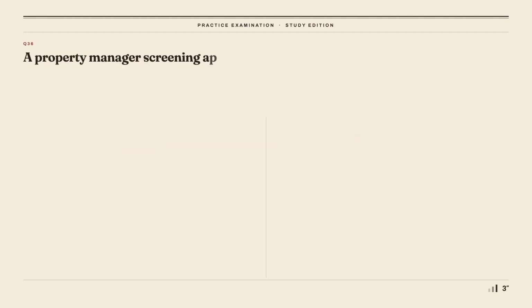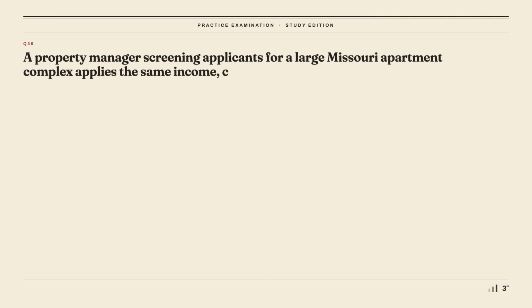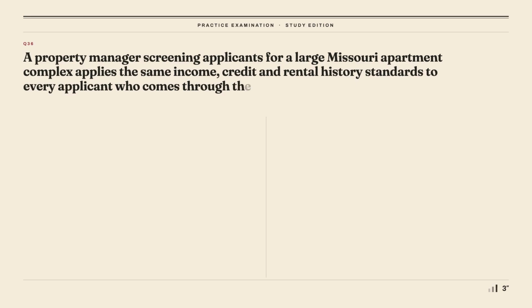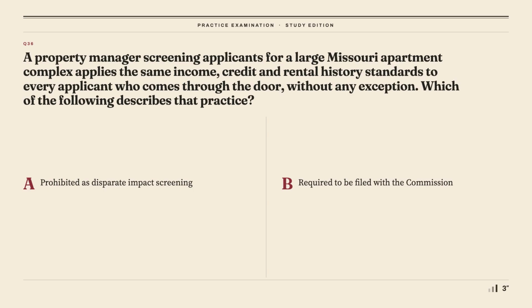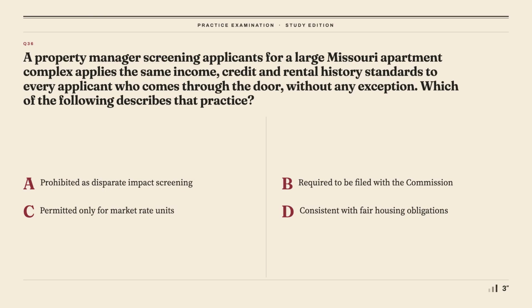Question 36. A property manager screening applicants for a large Missouri apartment complex applies the same income, credit, and rental history standards to every applicant who comes through the door without any exception. Which of the following describes that practice? Your options are A. Prohibited as disparate impact screening, B. Required to be filed with the Commission, C. Permitted only for market rate units, D. Consistent with fair housing obligations. What's your answer? Commit to one before I continue.